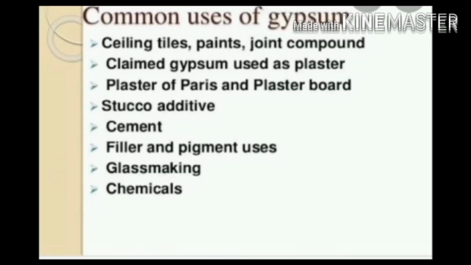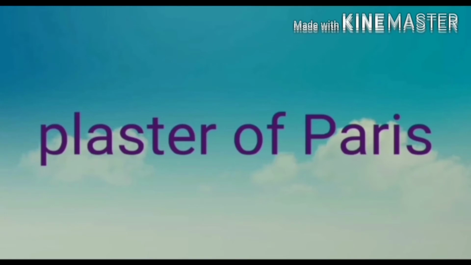Let us now see some common uses of gypsum. Gypsum is used in making ceiling tiles, paints, joint compound. It is used as a plaster, as a cement, as a filler and pigment use, in glass making, and in making other chemicals. Now, let us discuss another hydrated salt, that is plaster of Paris.